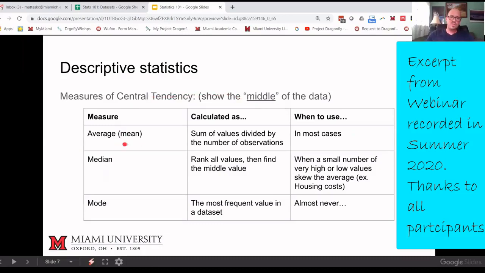So the average, or the mean, right? We just covered that. That is the sum of the values divided by the number of observations. And when to use it? Almost always. Almost always when you have numerical data, you're going to want to report the average.